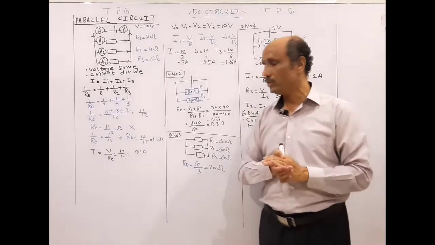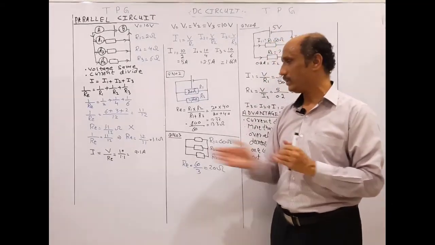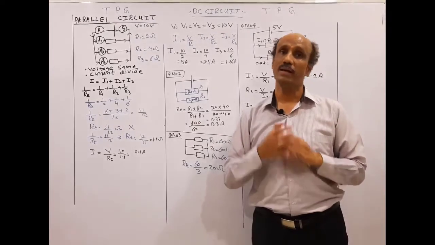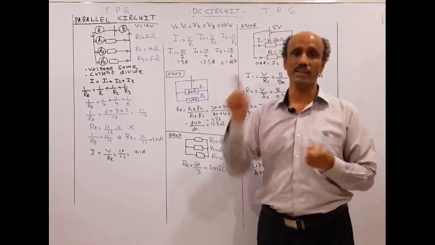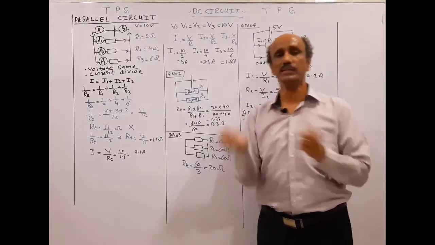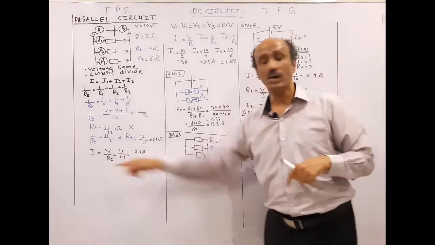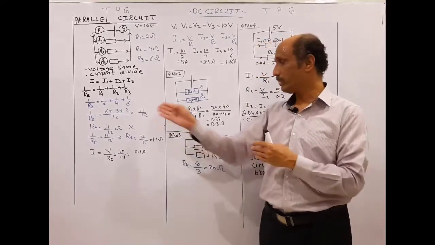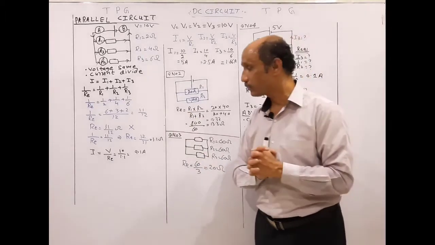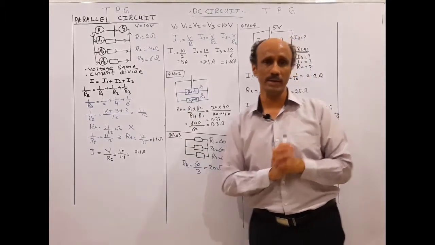Now if you want to calculate the value of the current, you will apply the formula I equals V over Re. This is the source current, the battery current, the power supply current. For that Re is required, which we have calculated in the above part. So we will get the answer 9.1 ampere.